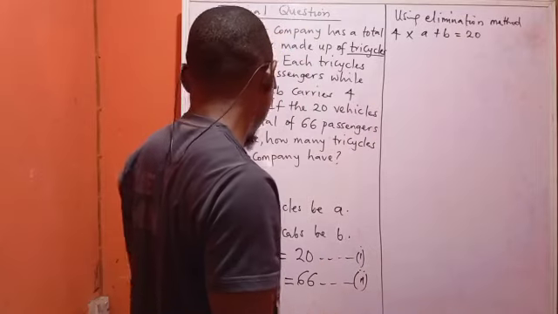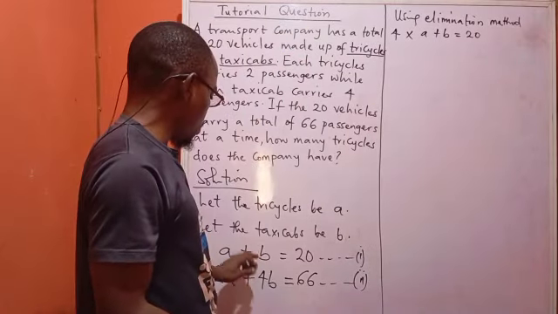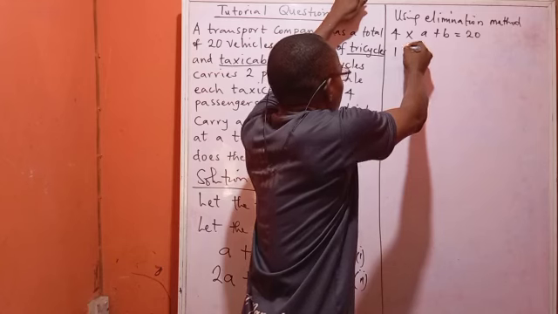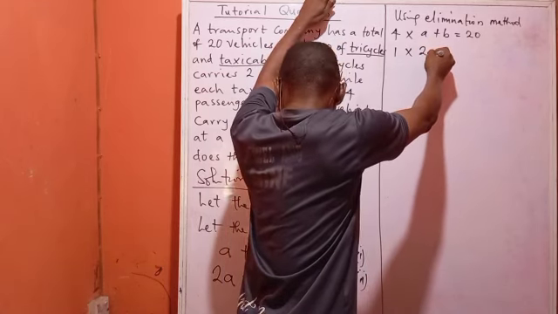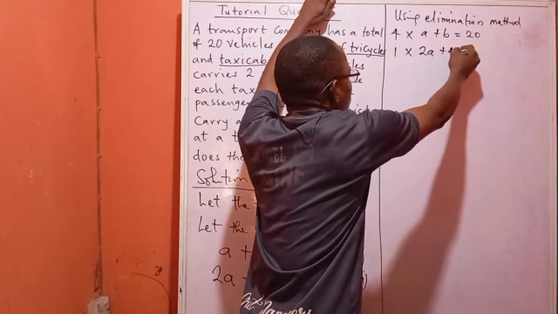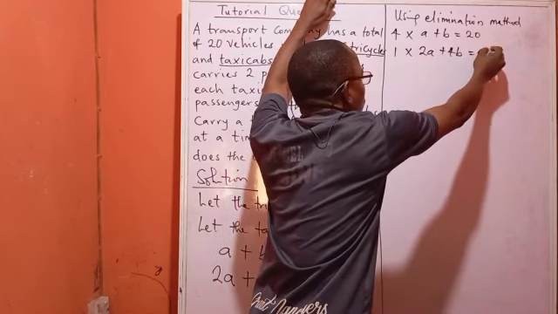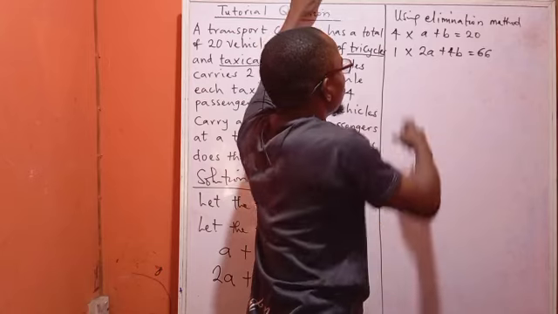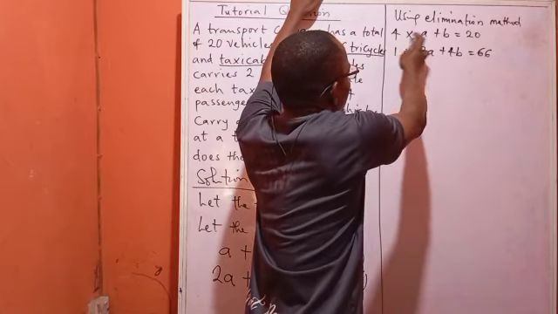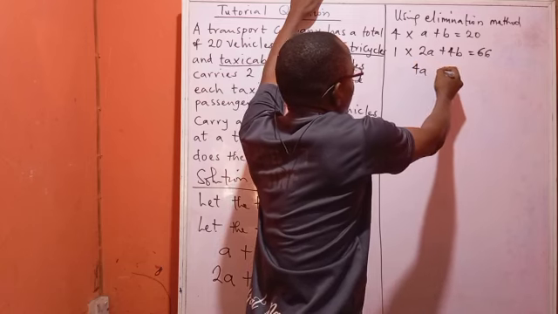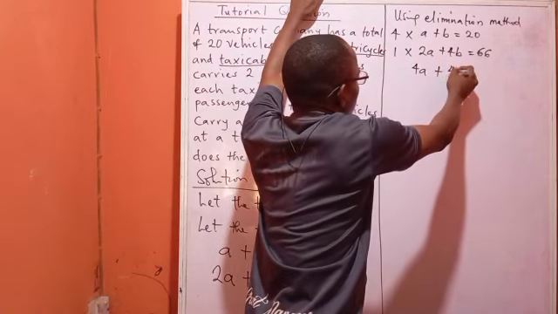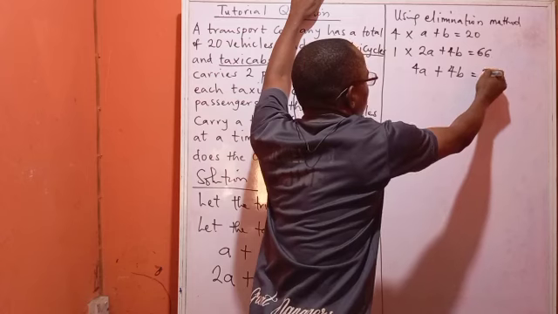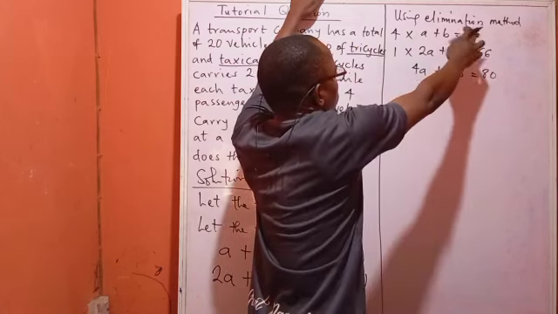Then the coefficient of b in equation 1 is 1, so I will use it to multiply everything in equation 2. That will be 1 times 2a plus 4b equals 66. So I use this 4 to multiply everything in equation 1. This gives 4 times a, so 4a, plus 4 times b, 4b, equals 4 times 20, that's 80.